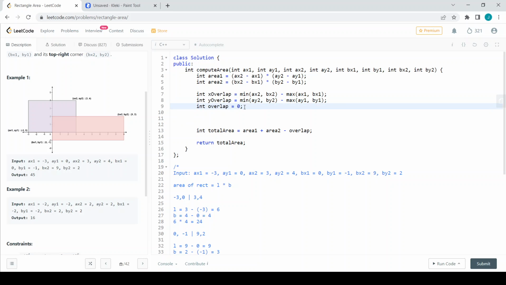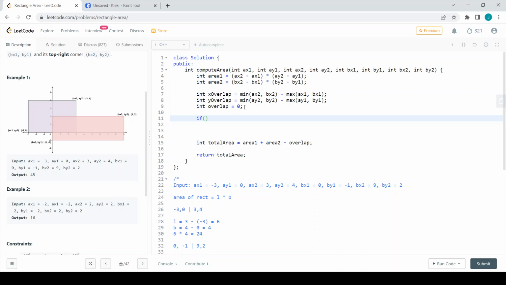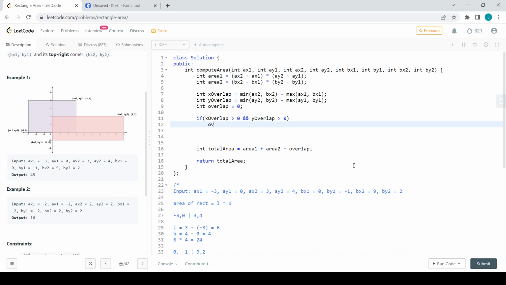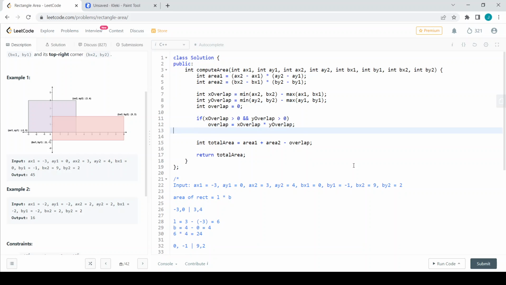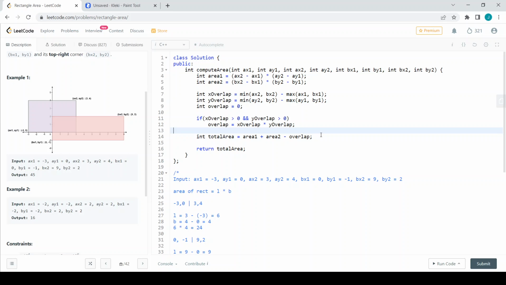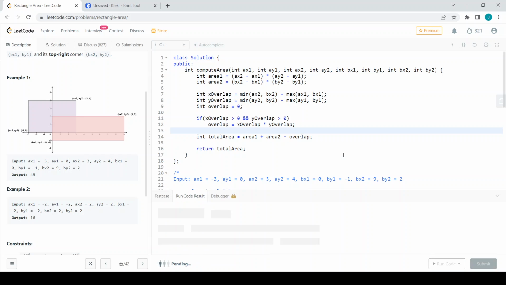Now we have to see whether this is giving a positive overlap. If x overlap is greater than 0 and y overlap is greater than 0, then the overlap area is the x overlap multiplied by the y overlap. So we have got the overlap area, and finally we can just return area 1 plus area 2 minus the overlap. Let us try to run our code.